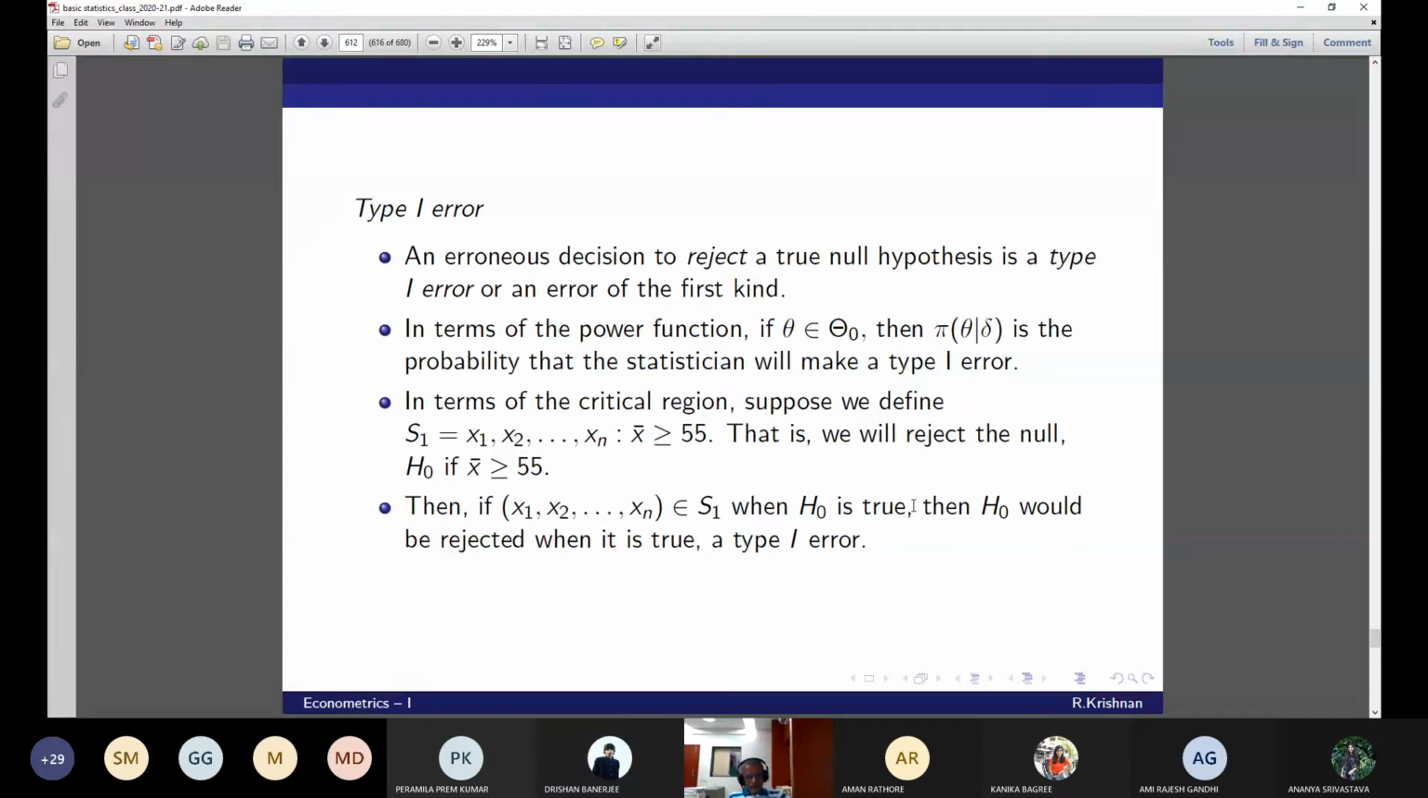Yes, sir. Third bullet point. In terms of the critical region, suppose we define S1 equal to X1 to Xn, X bar greater than or equal to 55. That is, we will reject the null if X bar is greater than or equal to 55. Then if X1, X2 up to Xn is in the rejection region when H0 is true, then H0 will be rejected when it is true, a type 1 error. This is basically what the second bullet point explains to you.